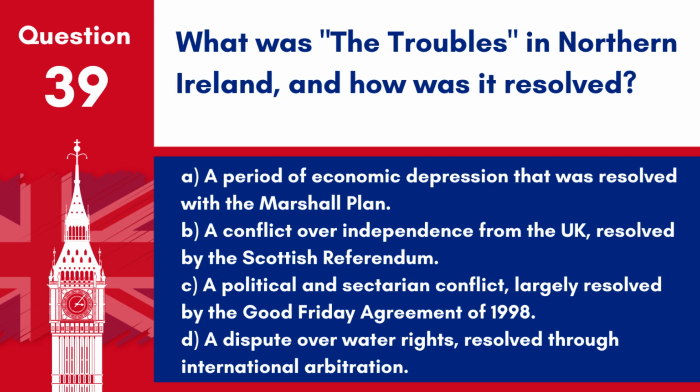Question 39. What was the Troubles in Northern Ireland, and how was it resolved? A. A period of economic depression that was resolved with the Marshall Plan. B. A conflict over independence from the UK, resolved by the Scottish referendum. C. A political and sectarian conflict, largely resolved by the Good Friday Agreement of 1998. D. A dispute over water rights, resolved through international arbitration.